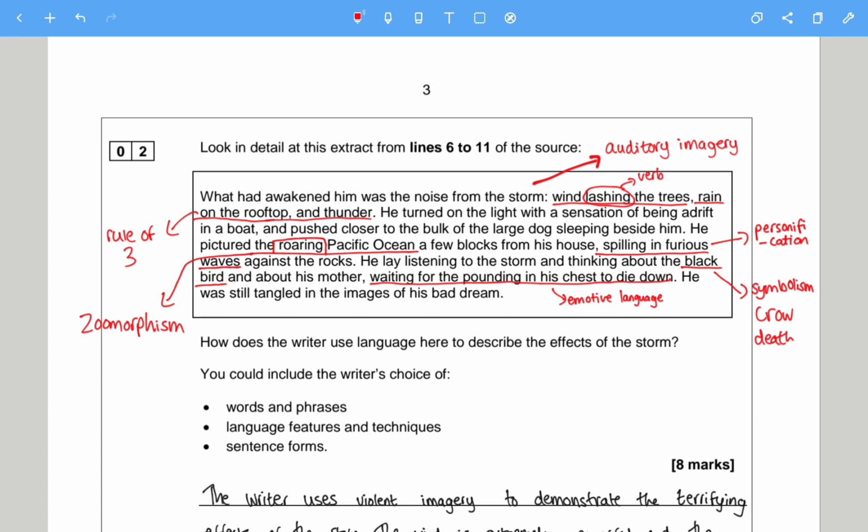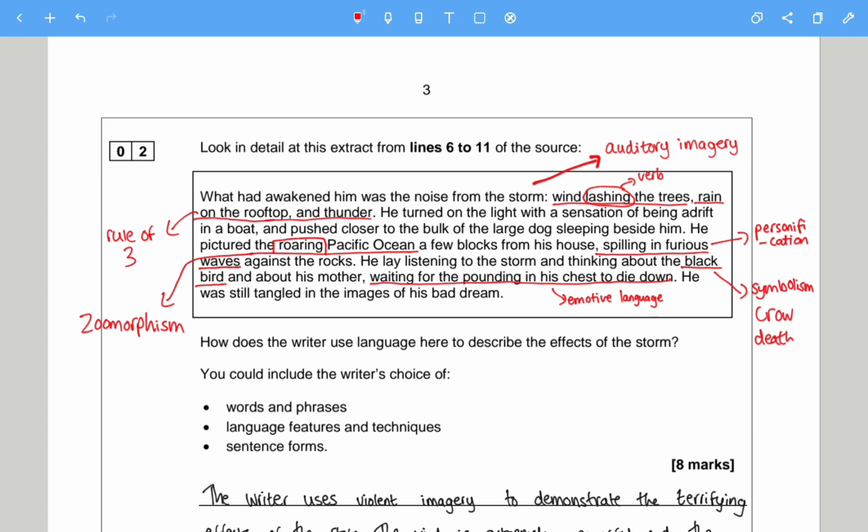Wind lashing the trees. I've highlighted or circled the verb lashing, which is an aggressive verb. It's showing you the power, the brutal force of Mother Nature. Wind lashing the trees, comma, rain on the rooftop, and thunder. So that is an example of rule of 3. And also, we have, he pictured the roaring Pacific Ocean.